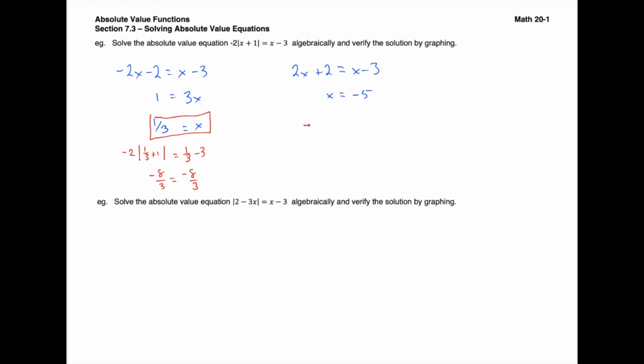Do the same thing with the other side. I get the absolute value of negative 5 plus 1, and then on the other side, just negative 5 minus 3. And when we solve these ones here, we'll get negative 8 now on both sides. And so again, this is also a solution. And so we get 2 solutions for this particular question.